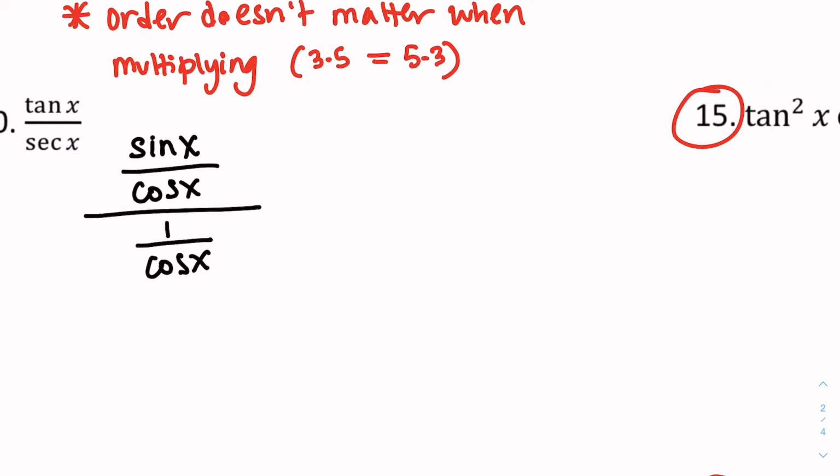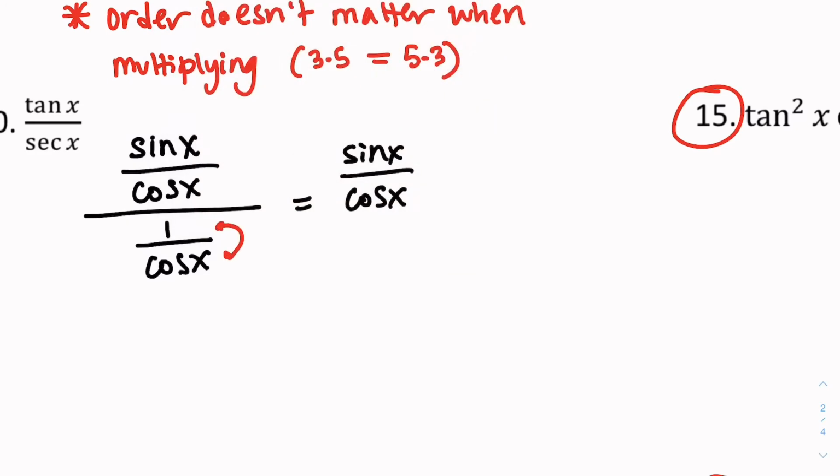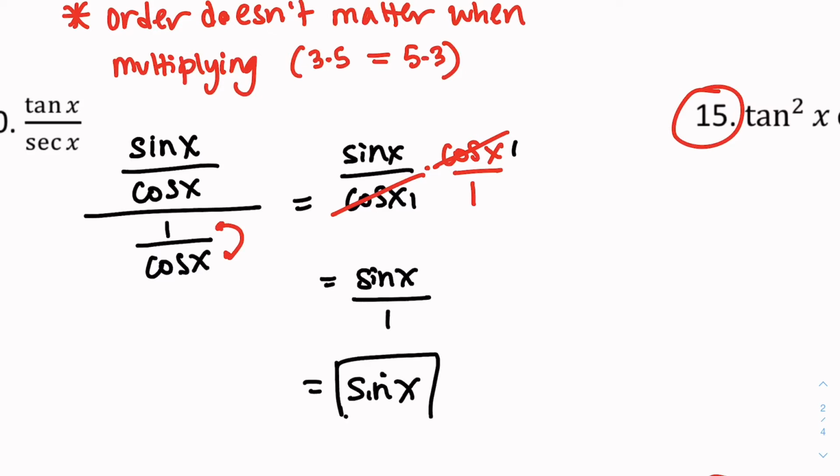We have a fraction divided by a fraction, so let's do our magic. The top stays the same. And then we're going to multiply by the reciprocal of the bottom, so times cosine x over 1. Immediately we notice we can simplify our cosine x's and cancel them out, leaving us with sine x on top, sine times 1 is sine x, over 1 times 1 on the bottom, which is just 1. So our final answer is sine x.